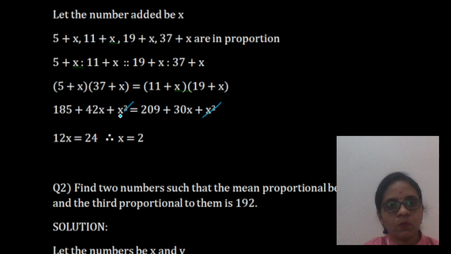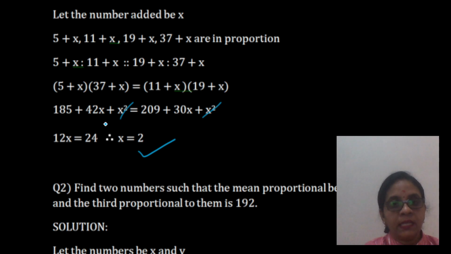X square gets cancelled on both sides. Okay, 42 minus 30 is 12 and 209 minus 185 is 24. Therefore, the value of x is 2. Okay, therefore, the number added is 2. Children, you have to write, let the number added be x. If you don't write this statement, write a closing statement. Sometimes they take away marks for not writing a statement. So write a closing statement.